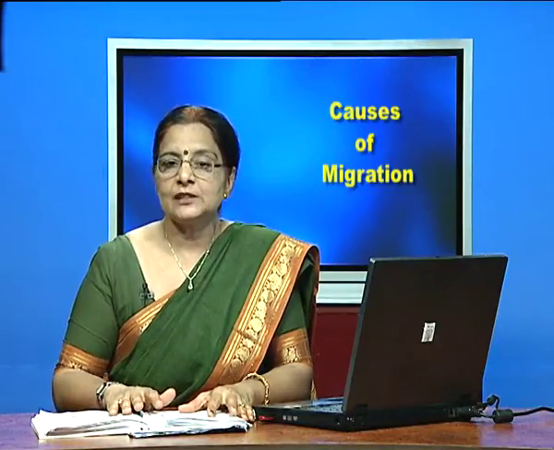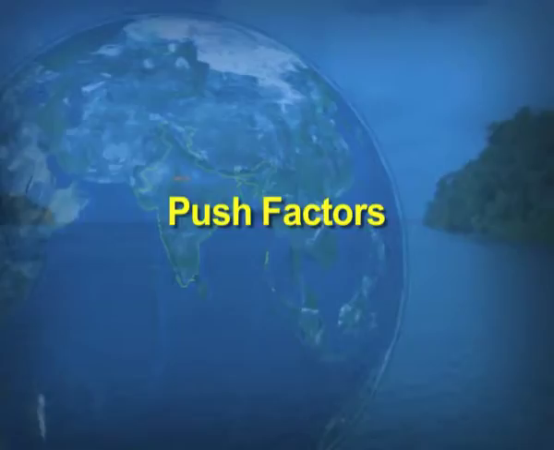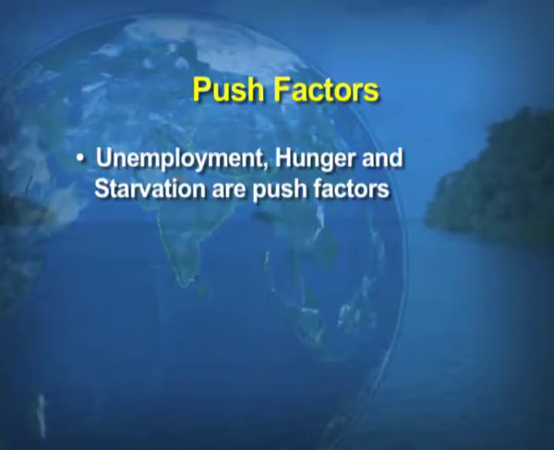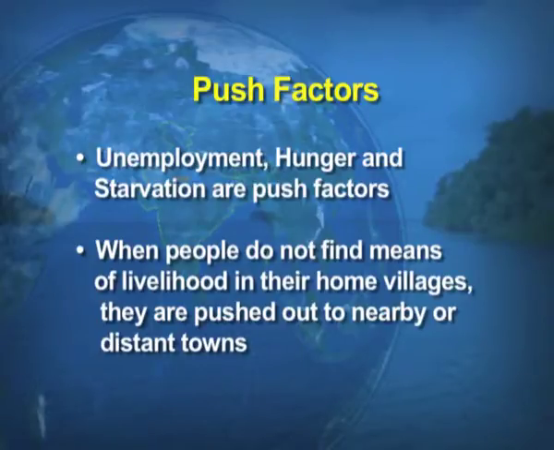Now, we take up the push factors. Push means pushing the people away from one area to another area. These are generally the negative factors. For example, unemployment, hunger and starvation are the two basic push factors that force people to move from their place of residence to another place. When people do not find the means of livelihood in their home villages, they are pushed out to nearby or distant towns. So, the push factors may make people migrate short distances or long distances.